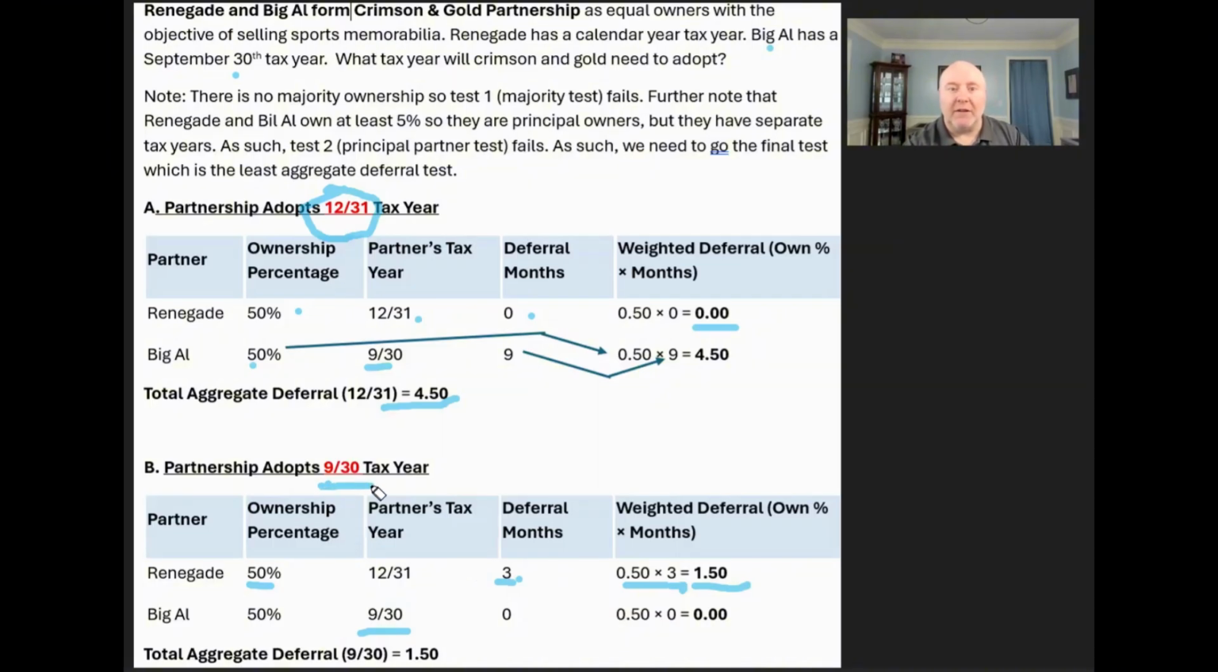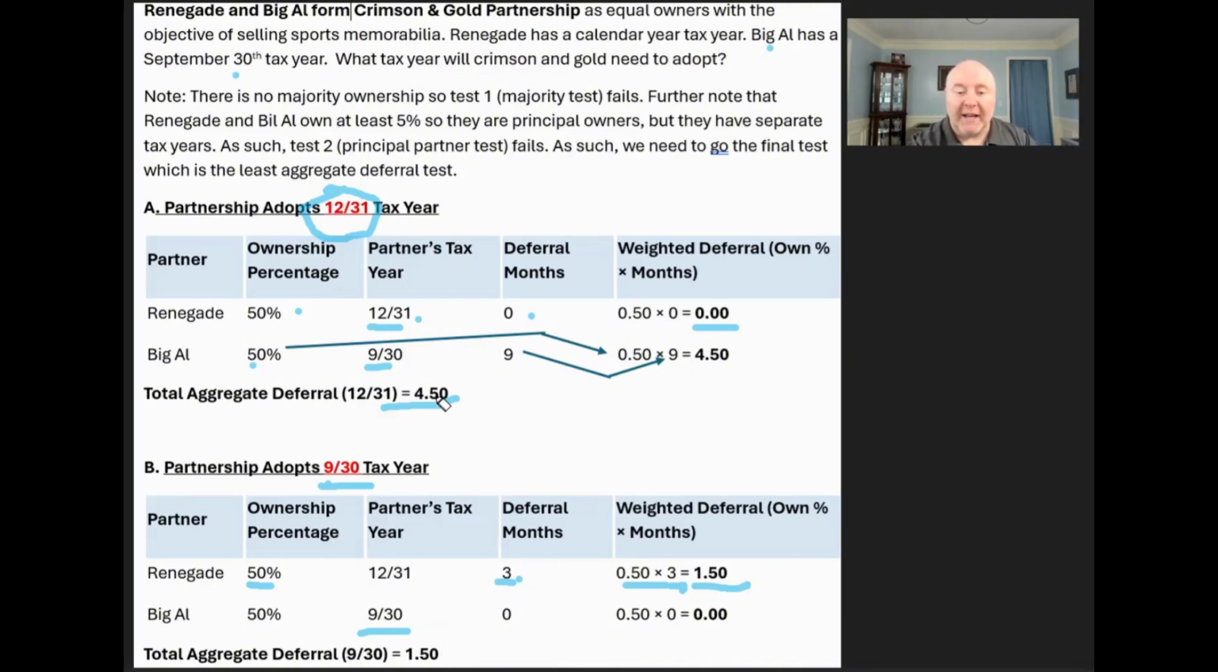So we're pretending as though we adopted Big Al's tax year, just like we did when we had Renegade on December 30th and December 30th. There was no deferral there. So we go 50% times zero equals zero, which means that we have 1.5 months of deferral. Okay, 1.5 months of deferral.